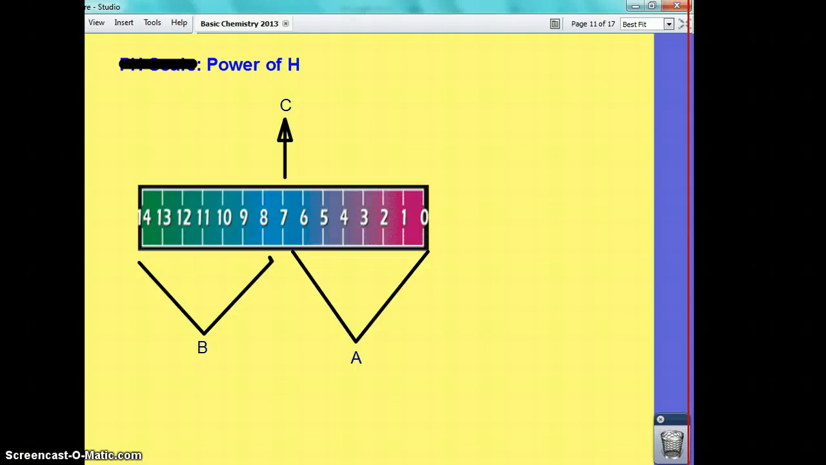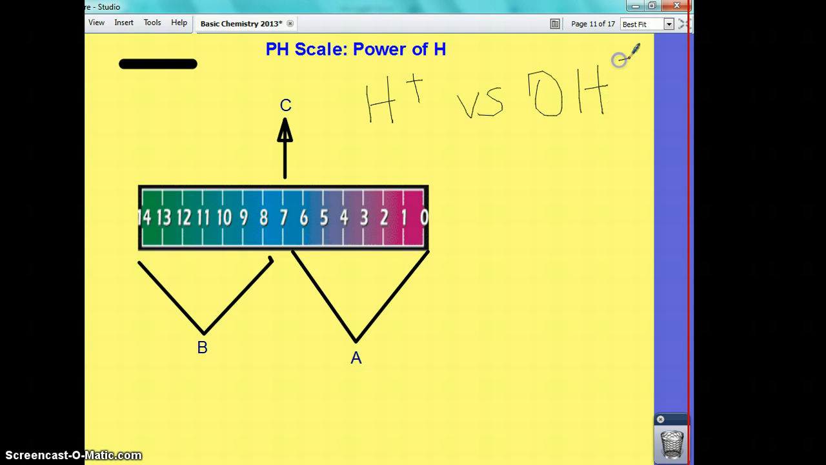Who could tell me what this is? The pH scale. Good, the pH scale. Anybody know why it's called the power of hydrogen? What happens when water dissociates? We talked about this yesterday. What does it produce? Hydrogen and hydroxide. Hydrogen ions and hydroxide. So basically the pH scale is called the power of hydrogen because it's going to look at the concentration of hydrogen ions and hydroxide ions.